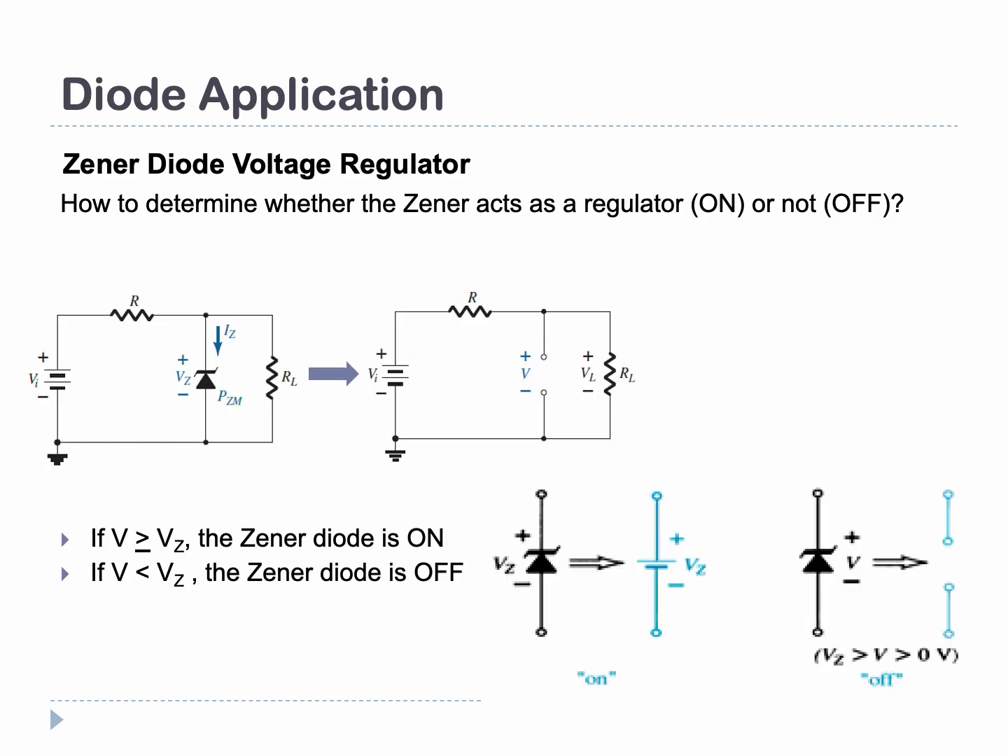If the voltage that you have calculated is larger than the VZ value, then we say that your zener is in on condition. If your V is lesser than the VZ value, then your zener will be in off condition, and if it is off, it remains as an open circuit. But if it is on, instead of an open circuit, we need to replace it with a voltage source.